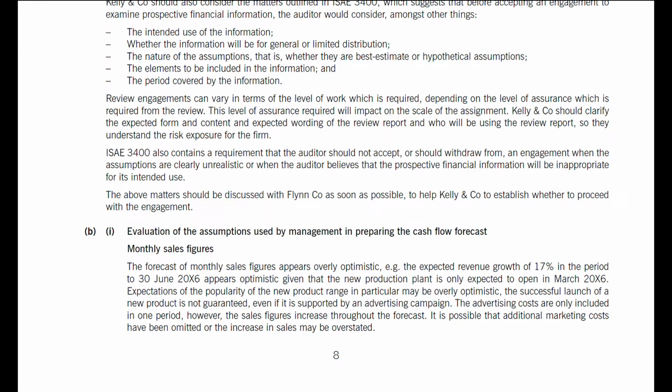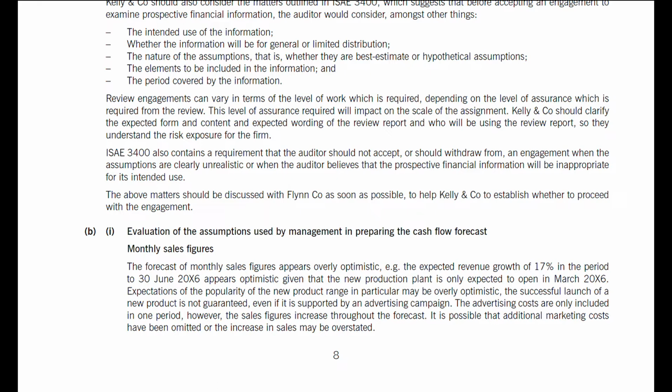Monthly sales figures. The forecast of monthly sales figures appears very optimistic. The expected value growth of 17% in the period to 30 June 2026 appears optimistic given that the new production plant is only expected to open in March 2026. The expectations of the popularity of the new product range in particular may be very optimistic. The successful launch of a new product is not guaranteed, even if it is supported by an advertising campaign.